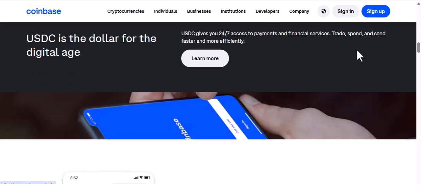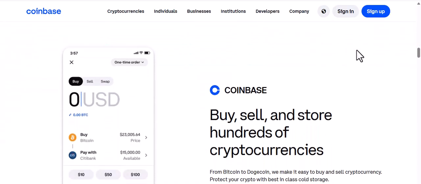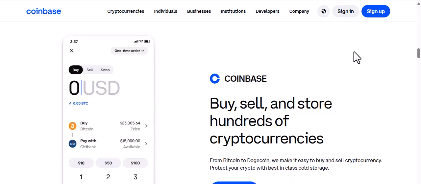But the real power of Coinbase Advanced Trade lies in its order types. On the standard Coinbase app, you're limited to market orders, which buy or sell immediately at the current price. With Advanced Trade, you can use limit and stop orders, which give you far more control. A limit order lets you set a specific price to buy or sell at, so you can execute your trade only when the market hits your desired level.